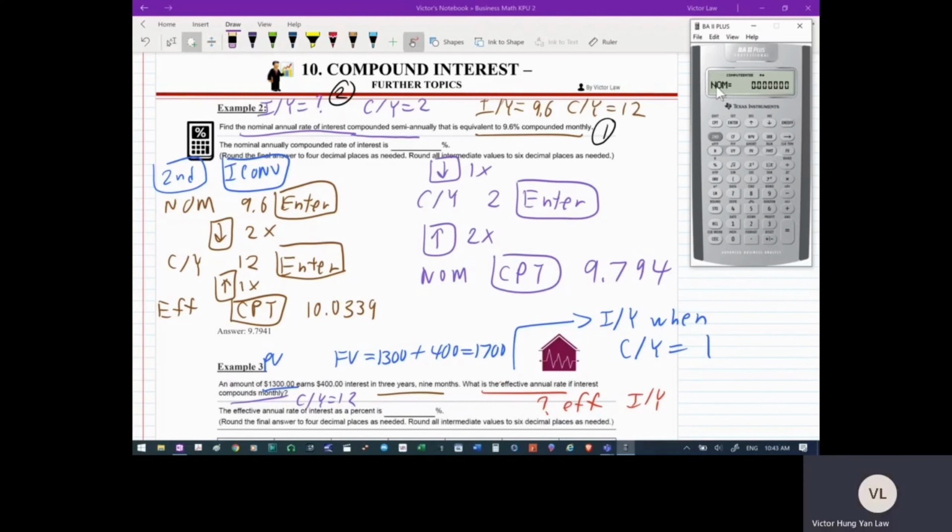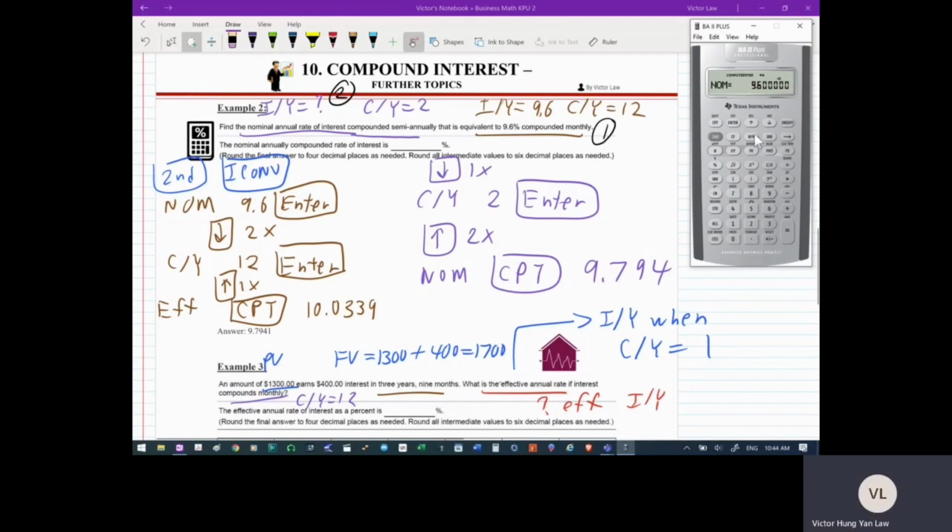And you will see the NOM. NOM represents nominal interest rate, which is your IY. So that's why we put 9.6, and then we press enter. That will set your first interest rate to 9.6%. Then we're going to go down 2 times, and then we're going to type in the CY. The CY is 12, and then we're going to press enter.